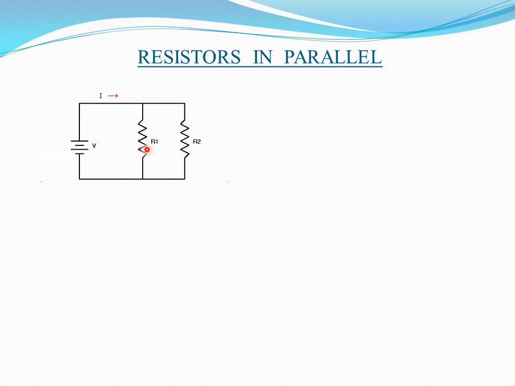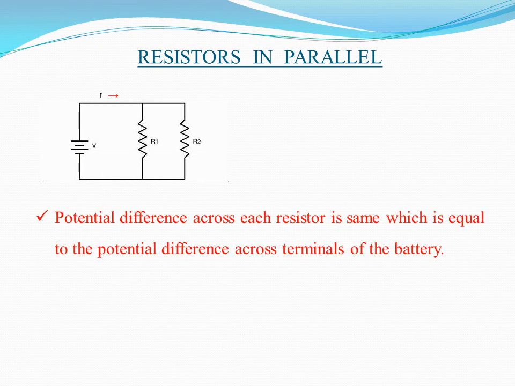Resistors in parallel. Here, there are two resistors R1 and R2 connected in parallel. The potential difference across each resistor is the same, that is equal to the potential difference across the terminals of the battery. If V is the potential difference across the terminals of the battery, V will be the potential difference across each resistor.